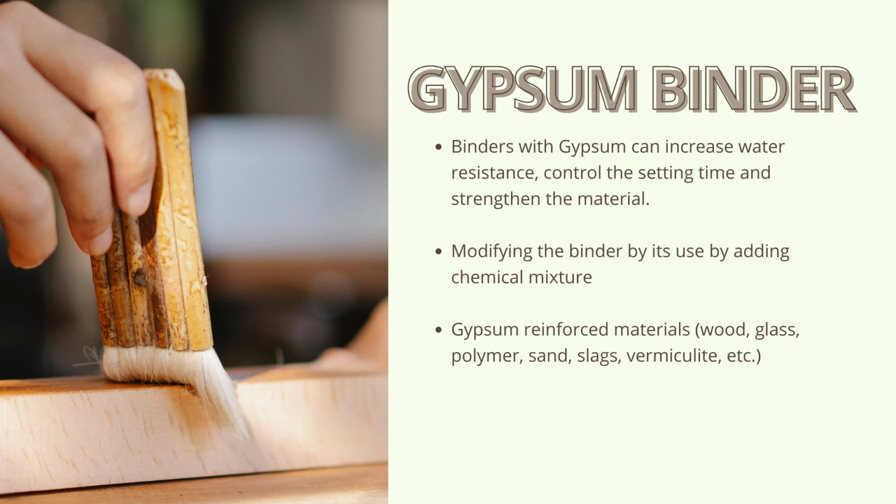Chemical mixtures like retarding admixture, water-soluble polymer, and air entraining admixture can also be used to modify the binder for particular necessities. One application is that having gypsum reinforce wood, glass, polymer, sand, slags, vermiculite, etc. would produce a stronger and better performing product.